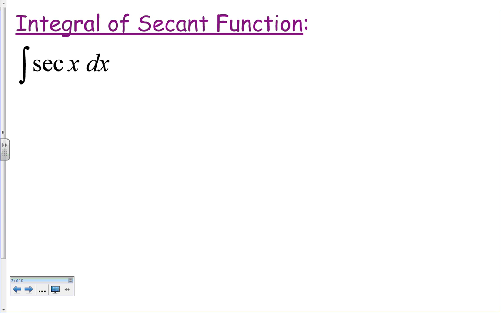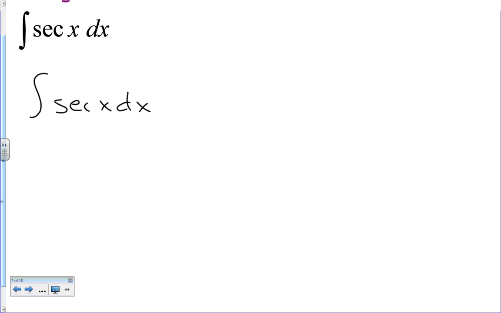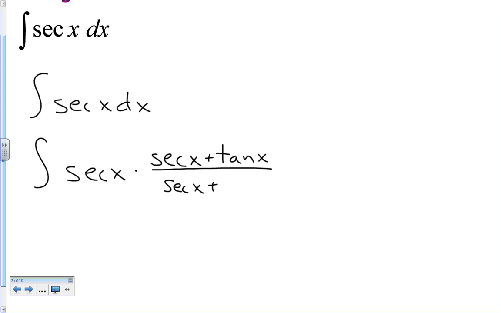Let's take a look at secant. The integral of secant. So to find the integral of secant, we actually have to multiply by a clever form of 1. This one isn't quite as obvious when we start out with, but you're going to see something nice is going to happen here in a second. But I want to multiply this by the quantity secant of x plus the tangent of x divided by the secant of x plus the tangent of x.